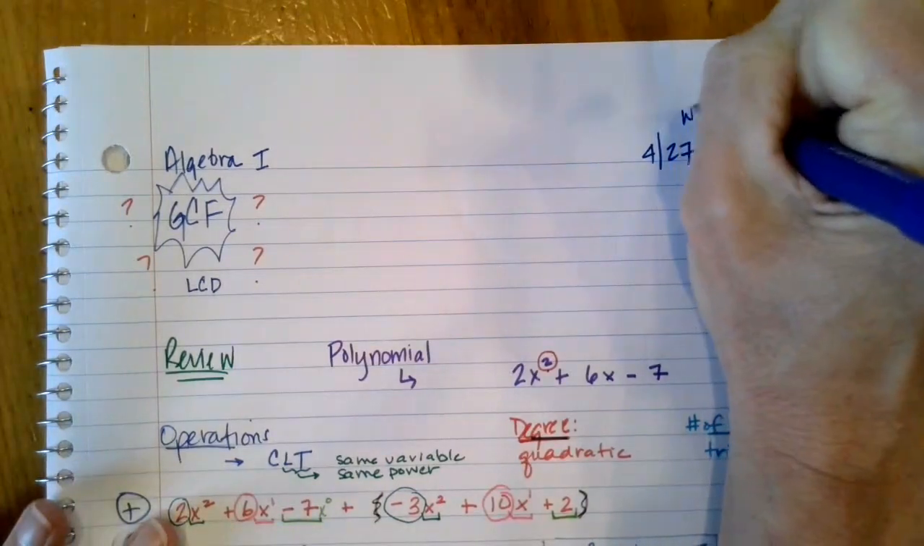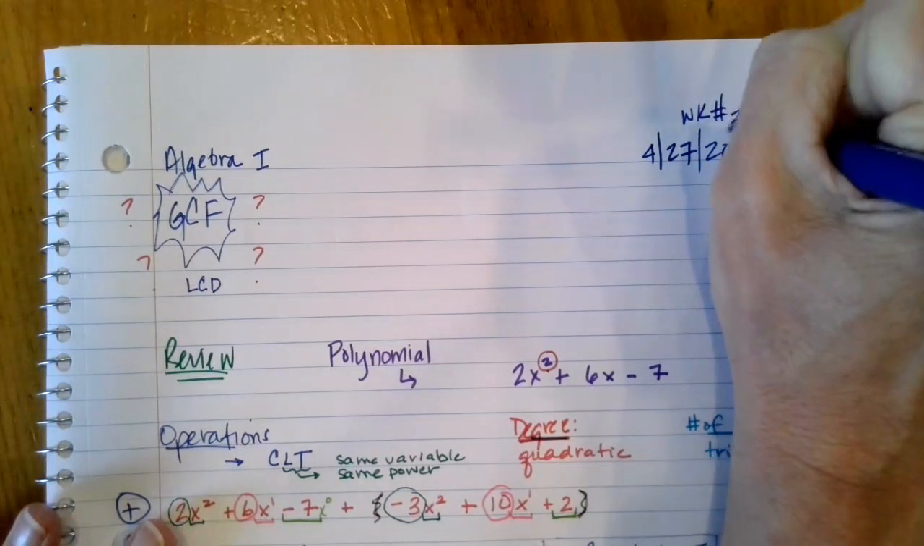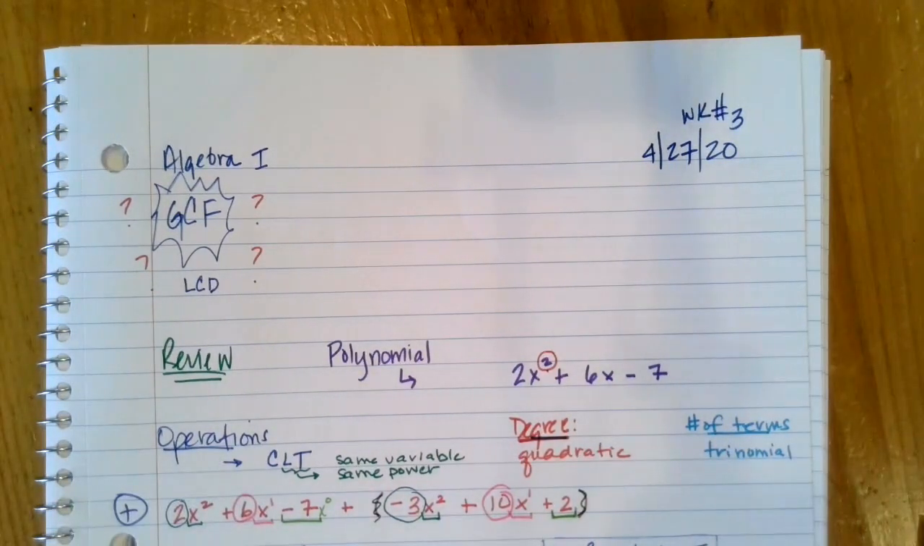Okay, so we'll turn the page and make sure that we date what it is that we're doing. And remember, this is week 3. We want to make sure we do this on our last page too, so we can keep track of our notes. All right, so our last operation that we wanted to make sure that we review is division.